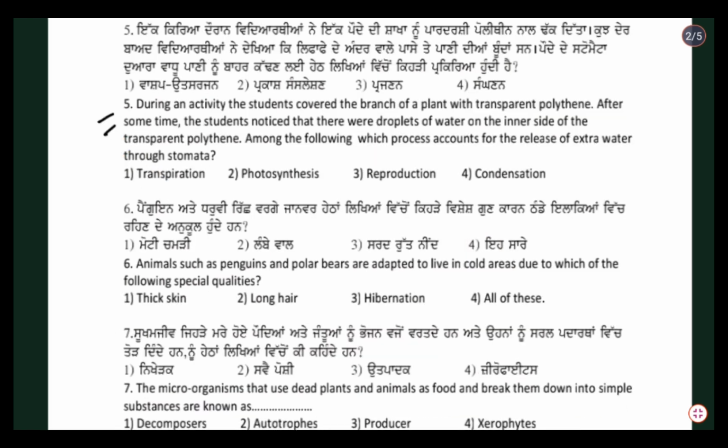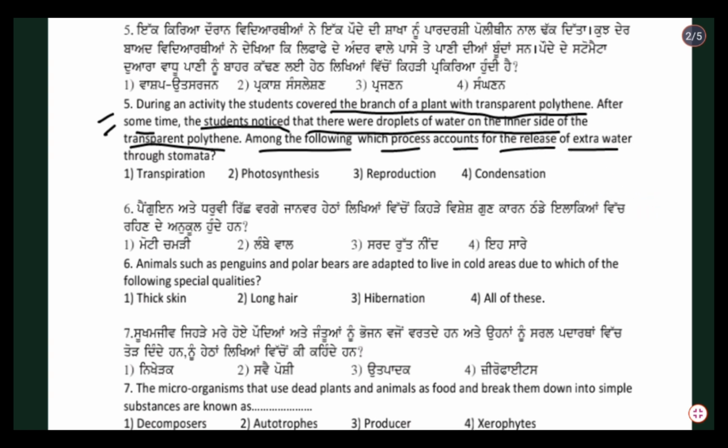So question number 5. During an activity, the students covered the branch of a plant with transparent polythene. After some time, the students noticed that there were droplets of water on the inner side of the transparent polythene. Now, among the following, which process accounts for the release of extra water through stomata? So the droplets of water inside the polythene bag result from the process of transpiration, where plants release excess water vapor through their stomata. So, the answer here is transpiration.